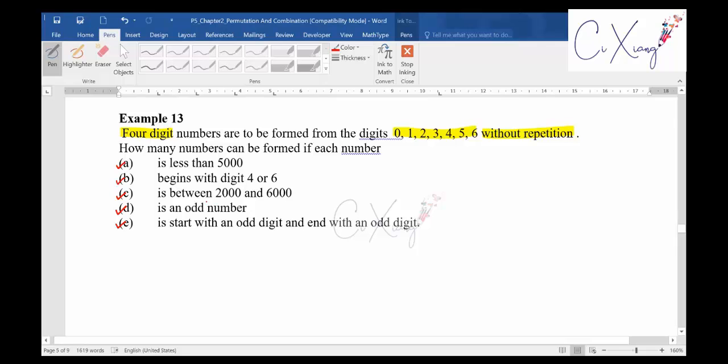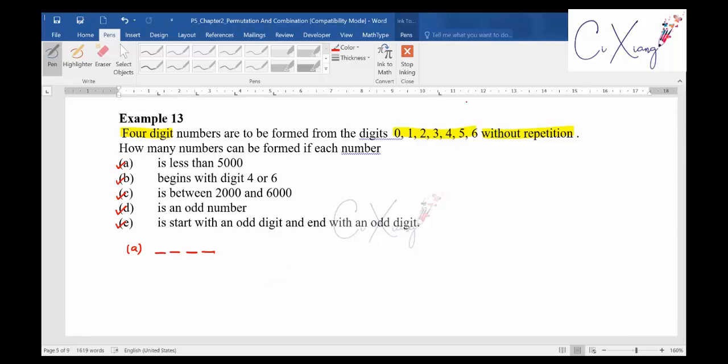For this whole question, I want you to try on your own. Generally, the method that we are using is still this one. So 4 digits, right? For part A, I list out 4 digits here. They say less than 5,000.